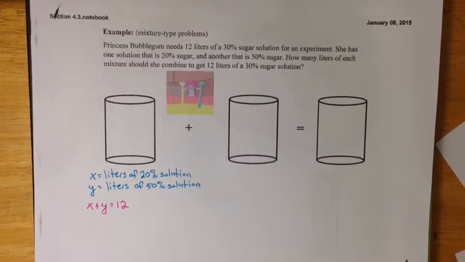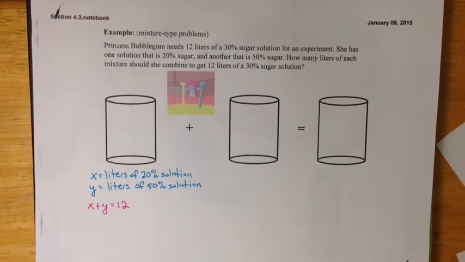Coming up with the second equation will be a little bit more tricky. I'm going to show you the way that I like to think about these problems. But there are lots of other ways that you can think about these problems and wind up with the same equation. So find the way that works best for you. What I want to do is think about how much actual sugar is being combined in each part.